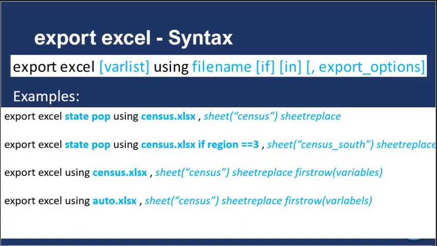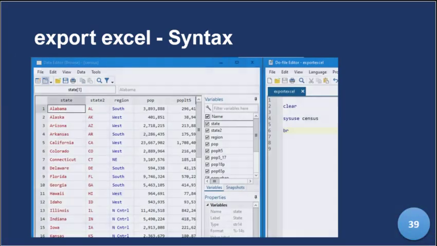Okay, let's not waste so much time. Just take a look at a snapshot of that. Also take note of that option called sheet replace. So we have our data editor on the left and our do file editor on the right. And what we do is we use the clear command, we use the census data, and we browse, and that's what we have here. Now we want to export some data out.